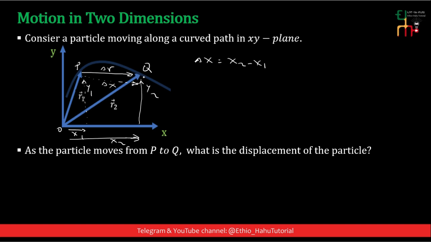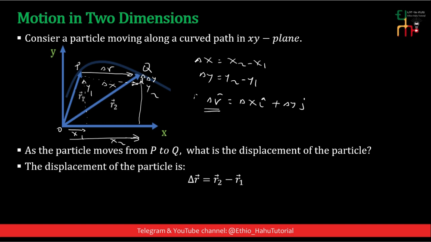And delta Y is this one, from this point to this point. This is delta Y. Delta Y is from this point to this point, y2, and from this point to this point is y1. Delta Y is equal to y2 minus y1. Therefore, delta R is written in terms of delta X in the I direction plus delta Y in the J direction. And this is the displacement made by the particle.